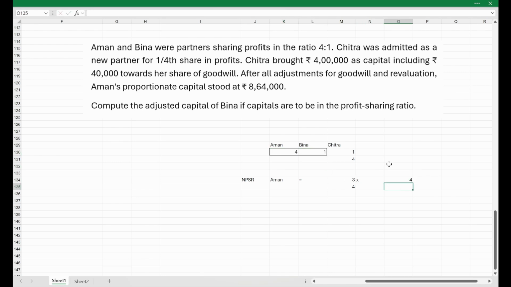Therefore, 4/5 of 3/4 will be 12/20. For Beena, the new share will be 1/5 of 3/4. Therefore, this will be 3/20. And Chitra comes in for 1/4. You convert that in terms of 20, it will become 5/20. Therefore, the new profit sharing ratio is 12:3:5. This is step number 1.